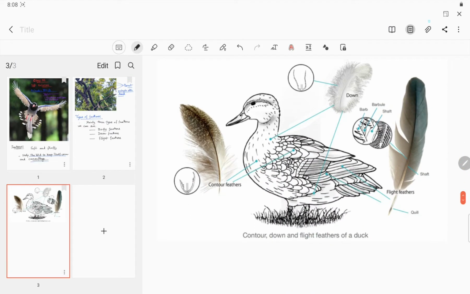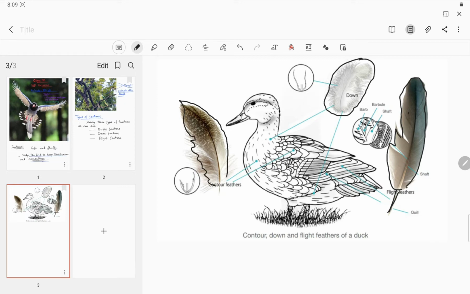Yes, these are the down feathers, and these feathers that are very long, you can see in the tails, because they are very long. And this one is not very long. So this is also a feather, and this is called contour feathers, or you can say body feathers. So basically, three types of feathers we can see.